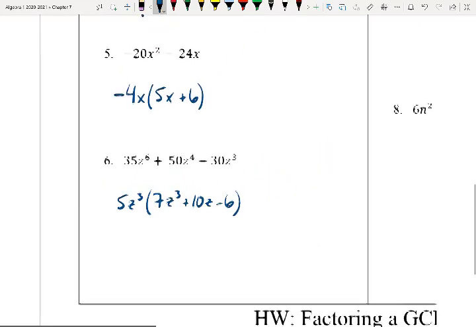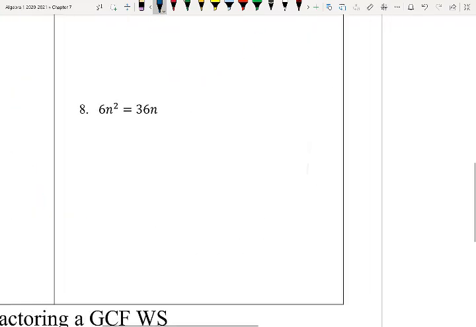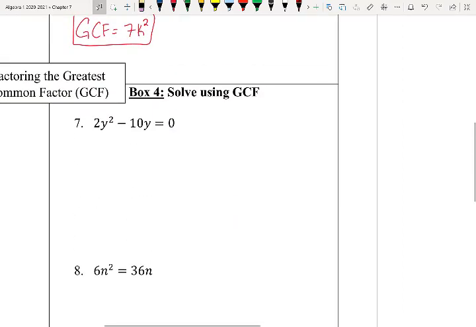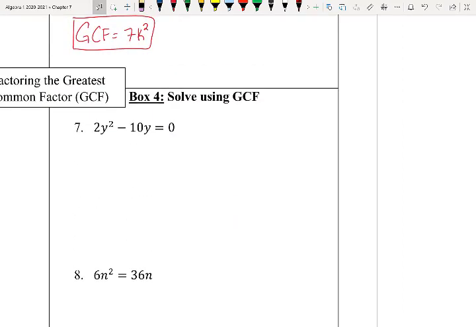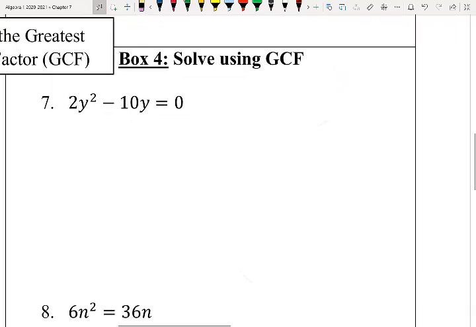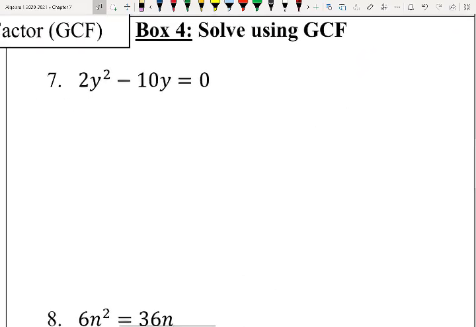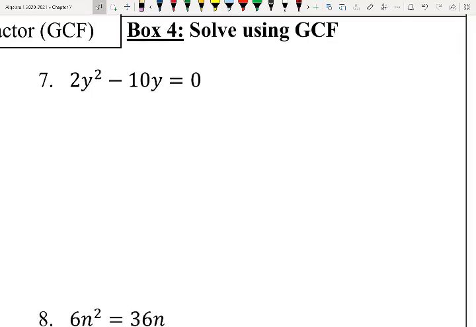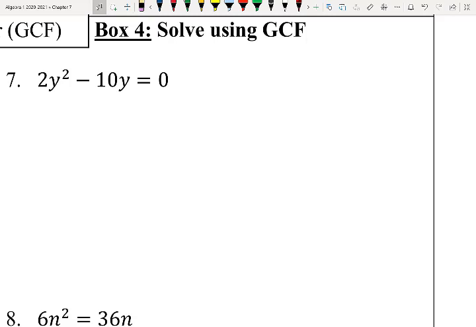All right, last box, box 4. Now we are putting it together with what we looked at right before spring break 2 weeks ago, with our last section being 7.4 that we covered before our quiz, which was solving using ZPP, so zero product property. So now we're solving using GCF, which really we're still utilizing ZPP, so I guess we could just say solve using GCF and ZPP, zero product property.